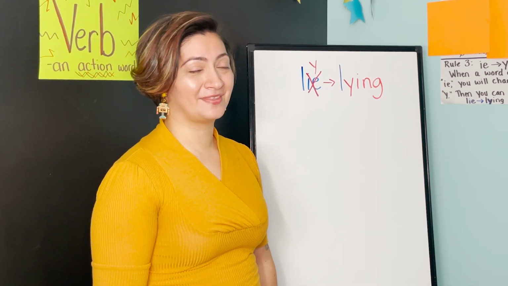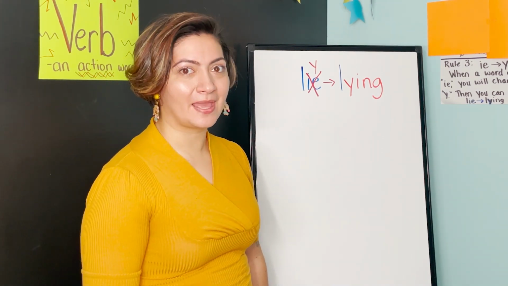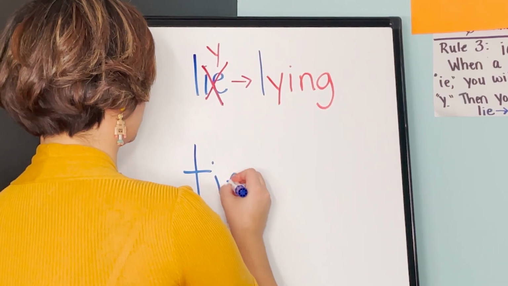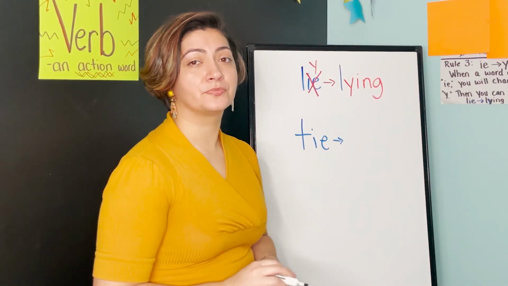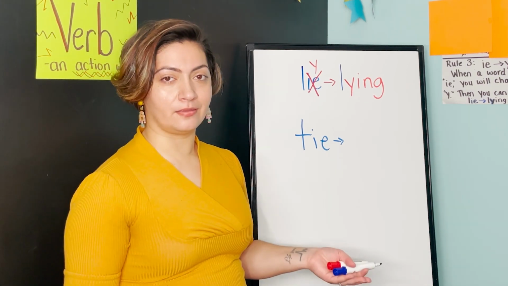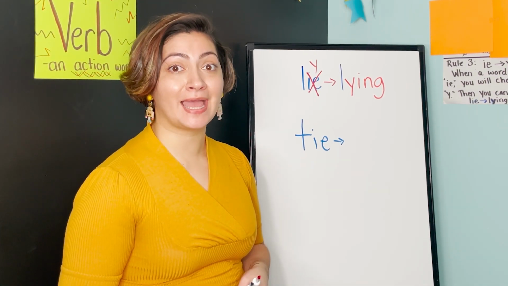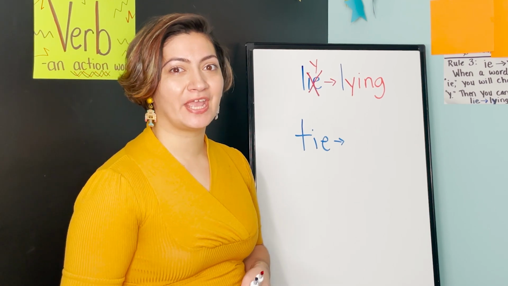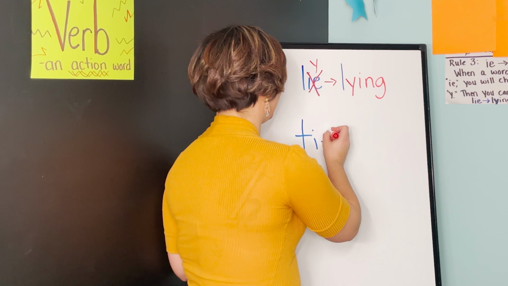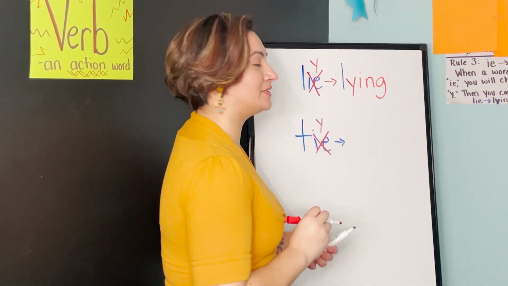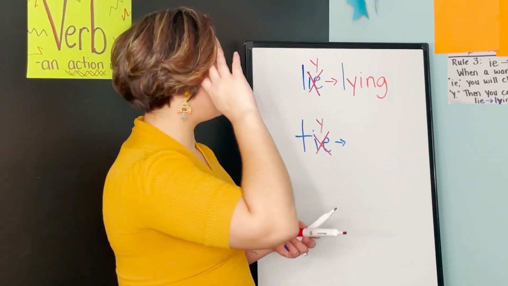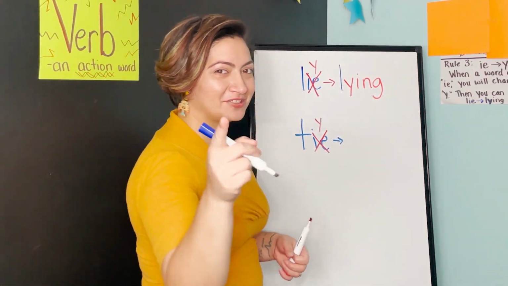All right? Let's try another one. Like the word tie. And we're going to make it a verb. So it's like, I need to tie my shoe. Okay? Tie ends with what letters? I-E. But if we want to say, I am tying my shoe, I need to change the I-E to a what? To a Y. Nice. So take away the I-E, replace it with a Y, and then we can add our suffix ing to make the word tying. Go ahead and try it on your own.